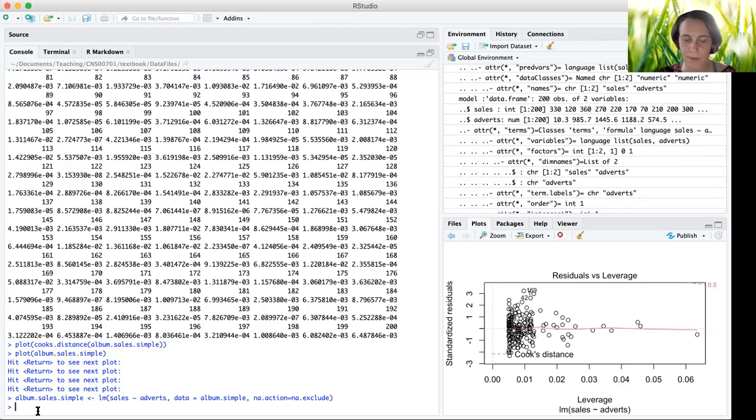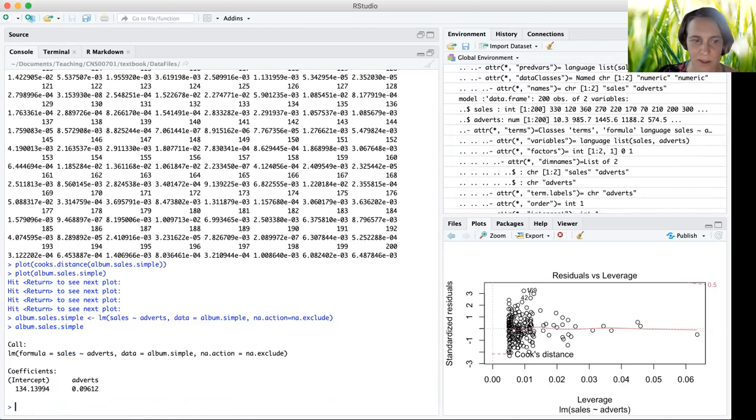We can just try different things, right? It's always good to experiment. So what happens, for example, if we just call the object? Then it gives us a little glimpse of what's in the object. It basically just tells us what the model equation is, what our initial function call was for the lm model, so how we created the model. And it tells us what the coefficients are. That's basically the most important information. So obviously we want to be a little bit more thorough.